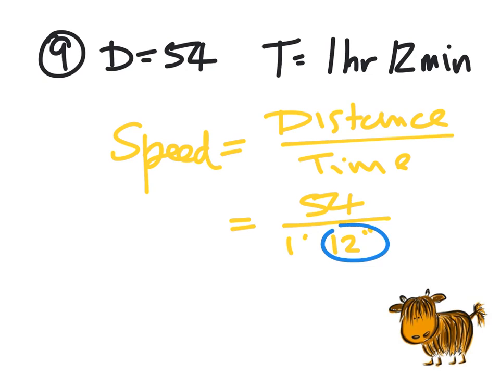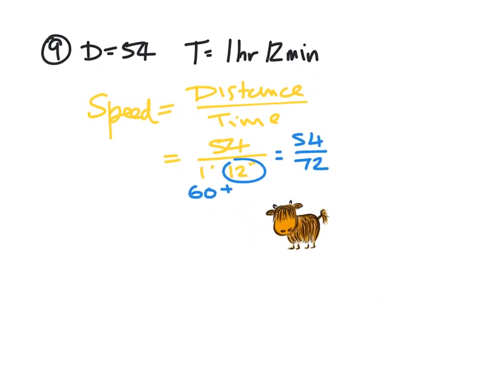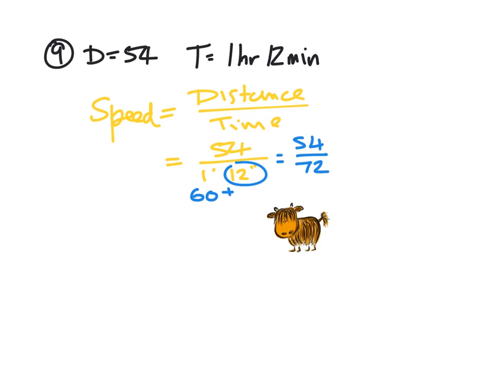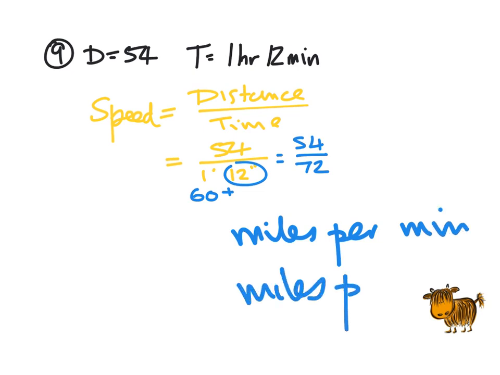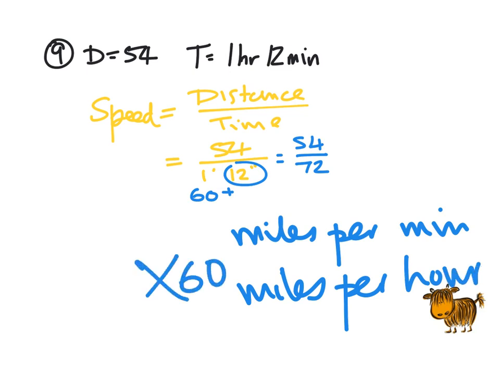Now one way you could do it is to say, well, it's going to be 54 divided by, and we know an hour is 60, plus the 12, divided by 72. But that's going to give your answer in miles per minute. We want it in miles per hour. So the simplest way to change miles per minute to miles per hour is just to times by 60.